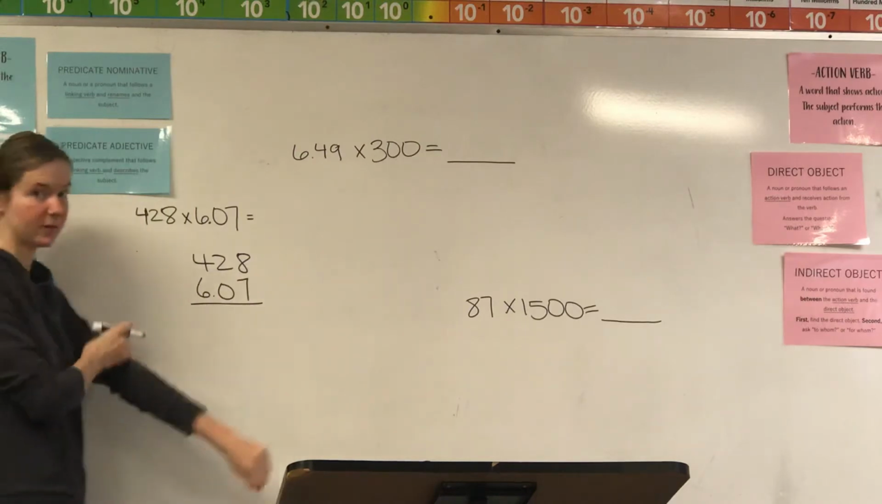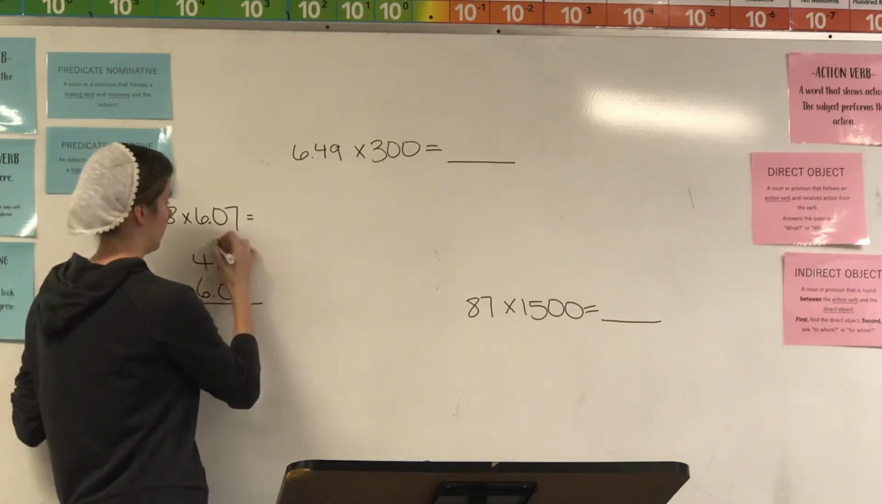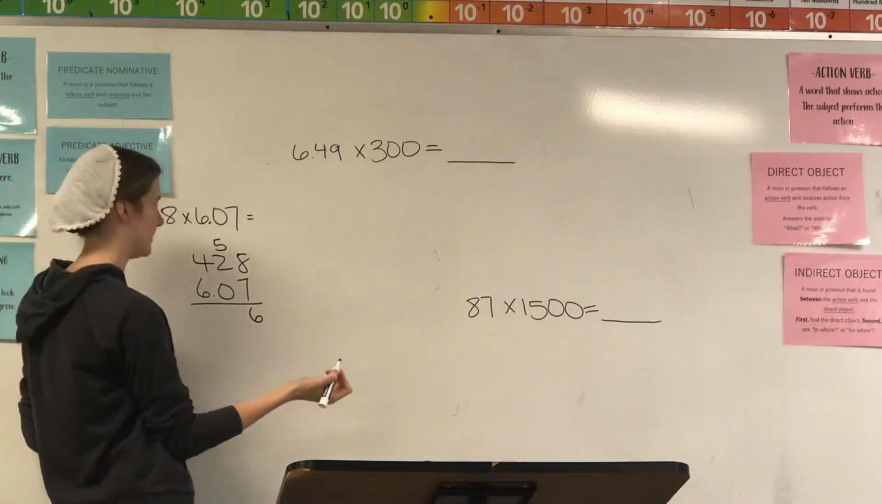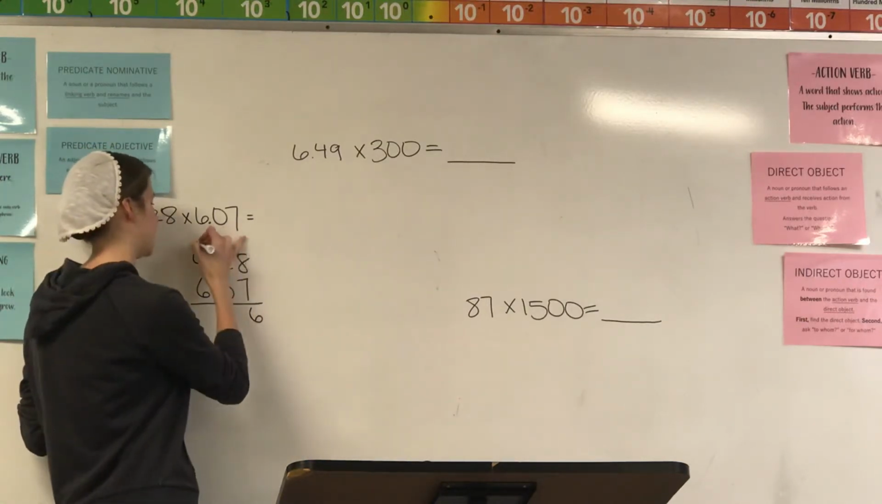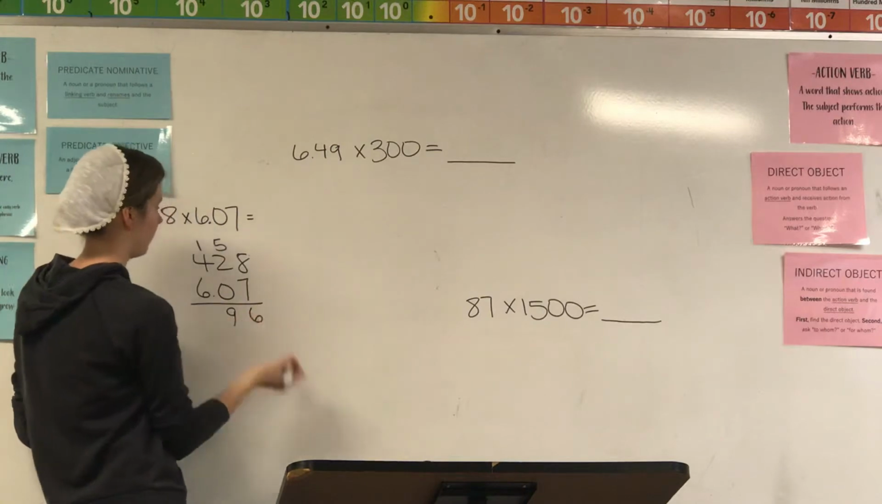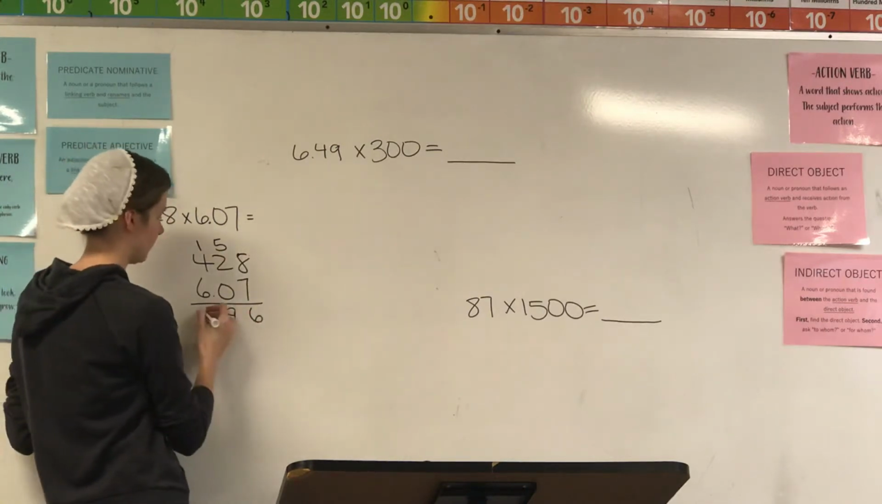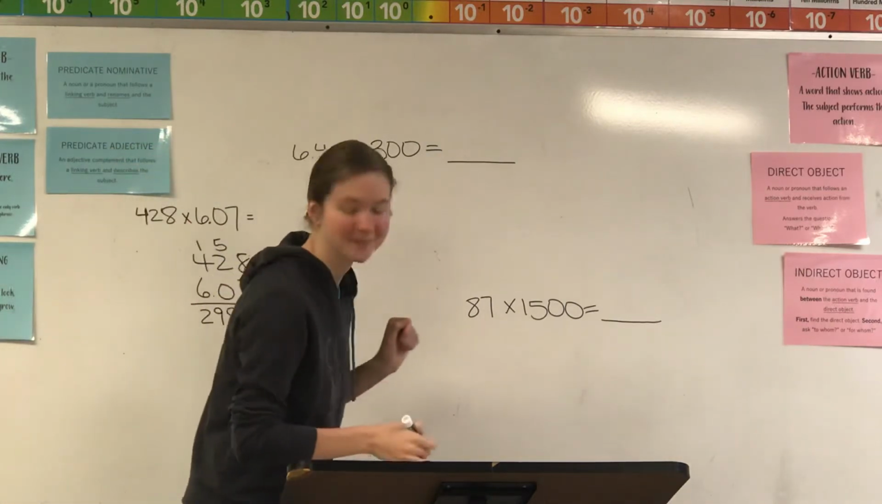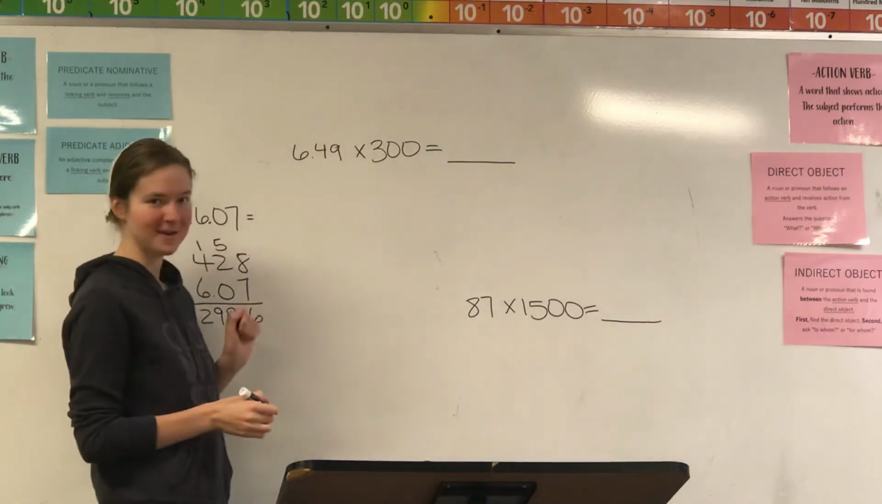Start multiplying the first row and stop. 8 times 7 is 56. 7 times 2 is 14, plus 5 is 19. 4 times 7 plus 1 is 28, 29. Just make sure I'm right. Yes. Your first row should be done.